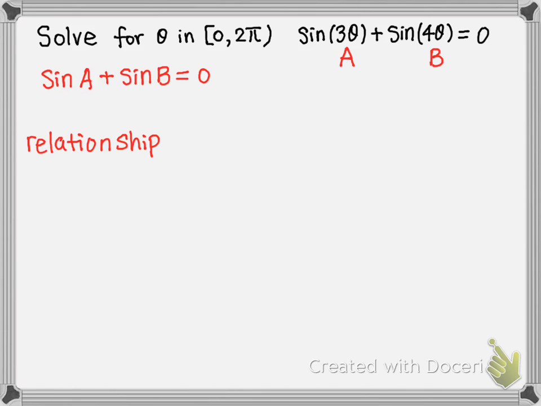So when you add sine of an angle plus sine of another angle and get 0, what it tells you is sine of A must equal negative sine of B. Or you just subtract sine of B on both sides of the equation. What does this tell us? It tells us the relationship of angle A and angle B.